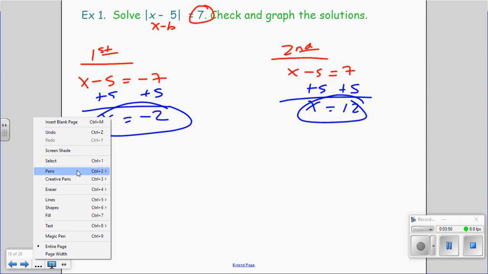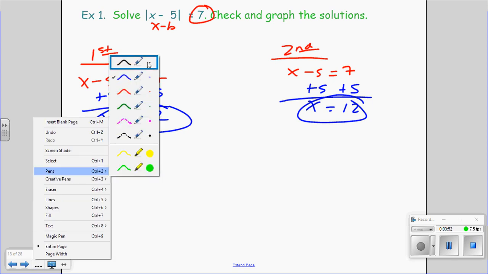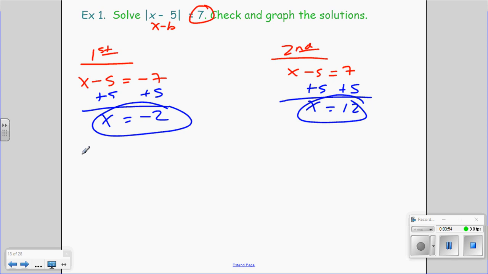Now when we check them, we're plugging them back into the original equation to see if any are extraneous. So that's the absolute value of negative 2 minus 5, and see if it equals 7. Negative 2 minus 5 is negative 7. So the absolute value of negative 7 equals 7. When you take the absolute value of negative 7, you're going to get positive 7. So both sides are equal, and negative 2 checks out.